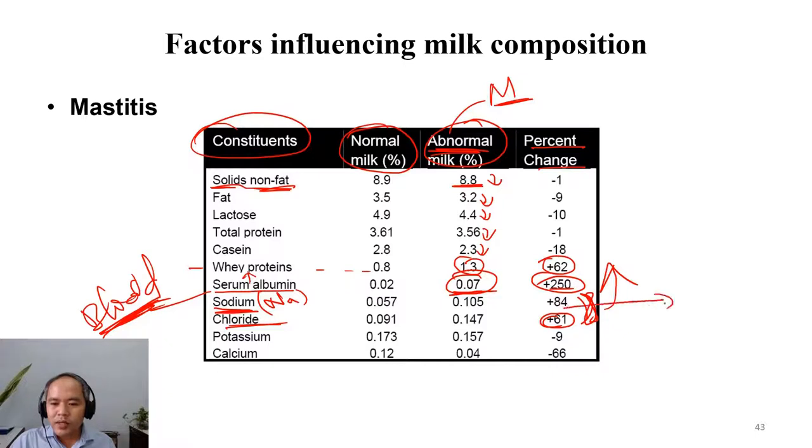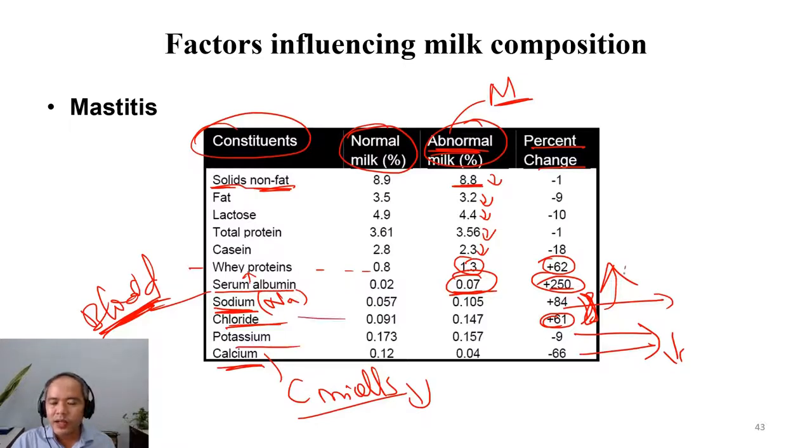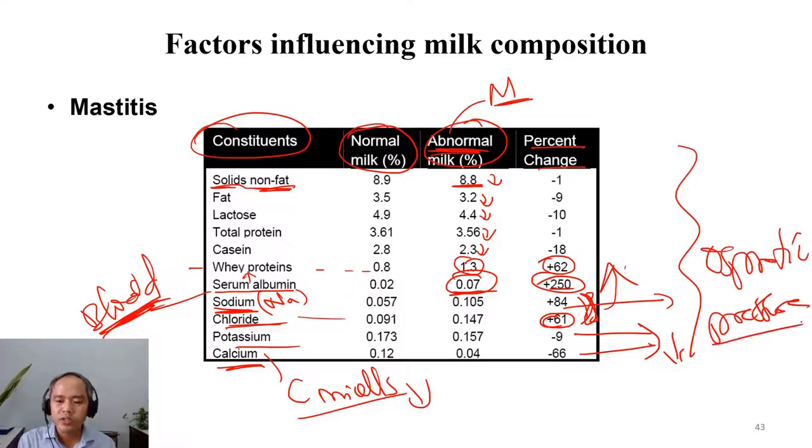Chloride normally goes together with sodium, so sodium and chloride will increase. And because sodium already increased, potassium and calcium will reduce. Calcium is present in the casein micelle, if you remember. So because casein micelle is reduced, this will reduce. Potassium is reduced because sodium is already increased. This is to maintain the osmotic pressure. When several dissolved components increase, the other ones should decrease to maintain the osmotic pressure. This is because of homeostasis of the gland. So try to memorize which component will increase and which will decrease. If you remember the principle, then it's easy to memorize for your exam.